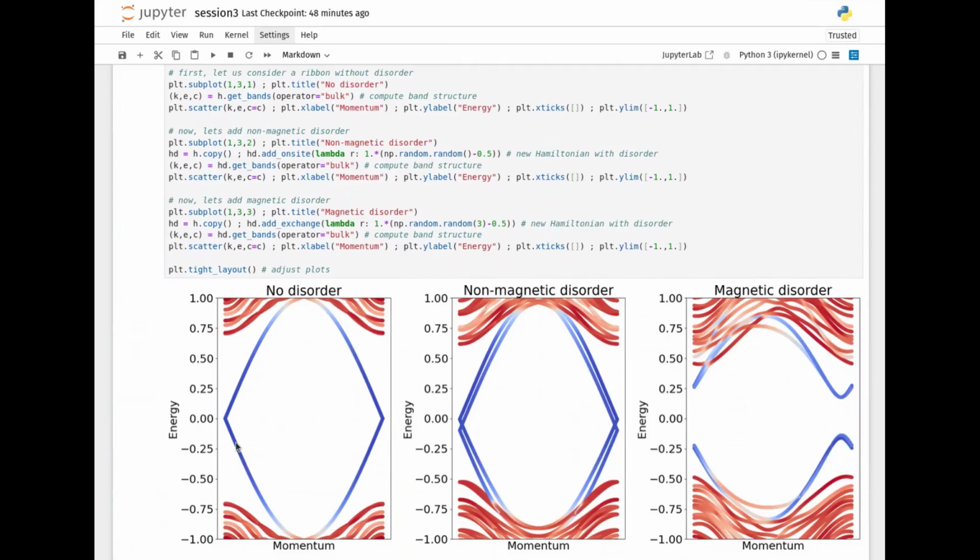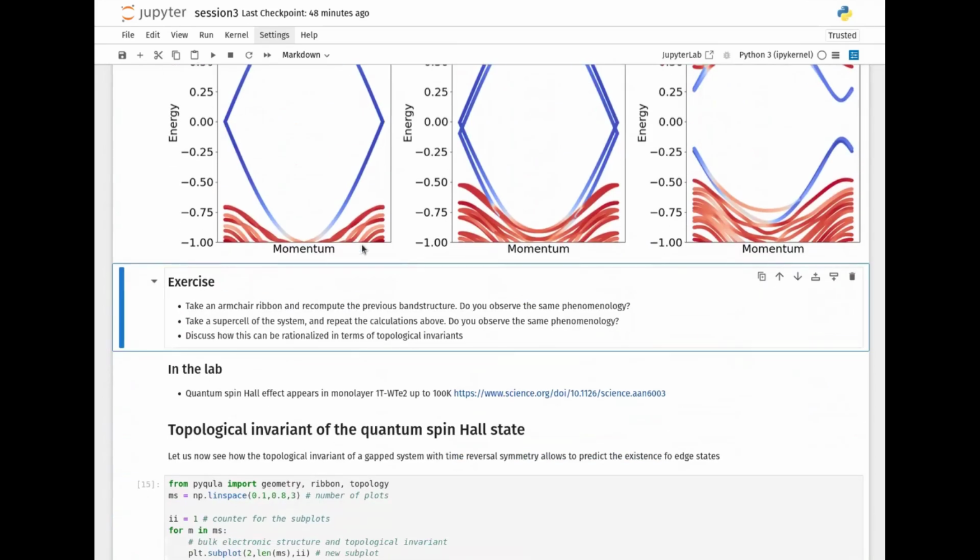So without disorder, you see your gapless edge states. With non-magnetic disorder, you see your gapless edge states. And with magnetic disorder, you see that now a gap opens up. So this is universal, and this does not depend on how the edge is. It only depends on the fact that with non-magnetic disorder, you are not breaking time reversal symmetry, but with magnetic disorder, you are breaking time reversal symmetry.